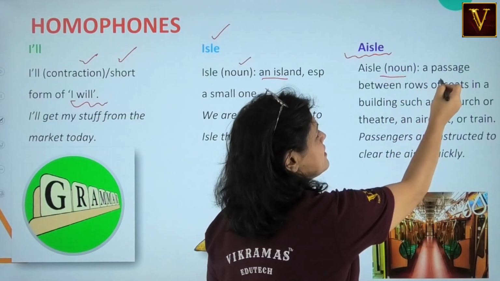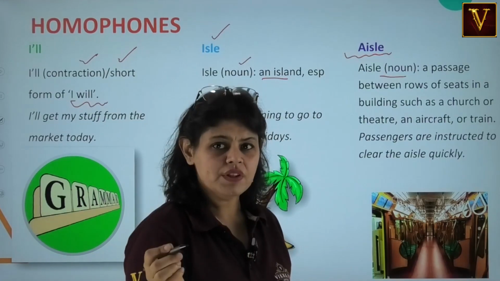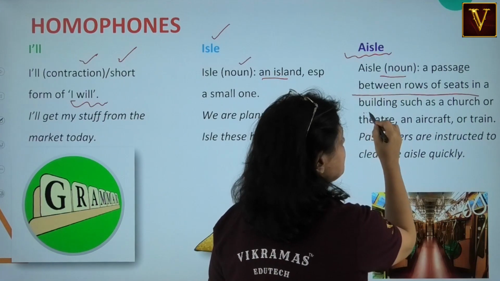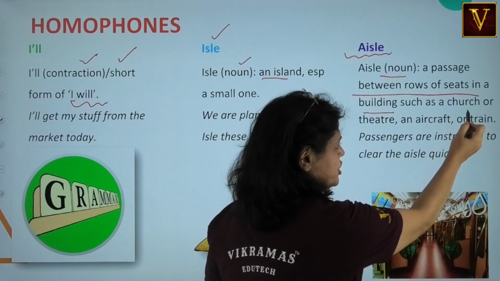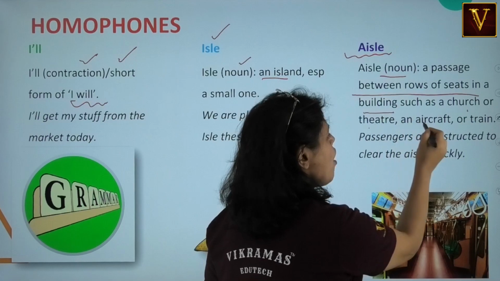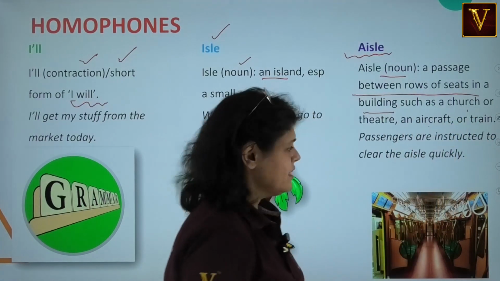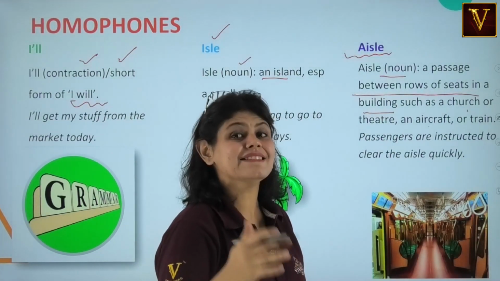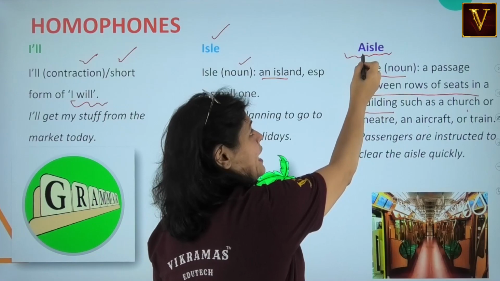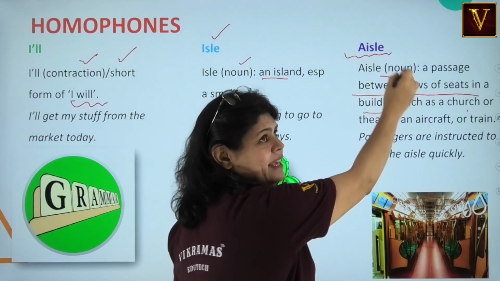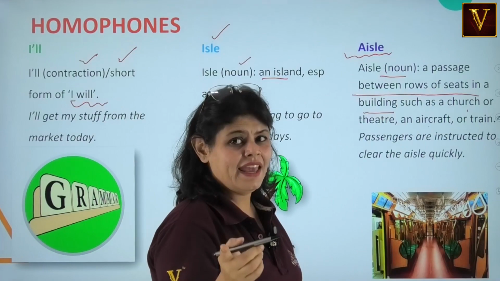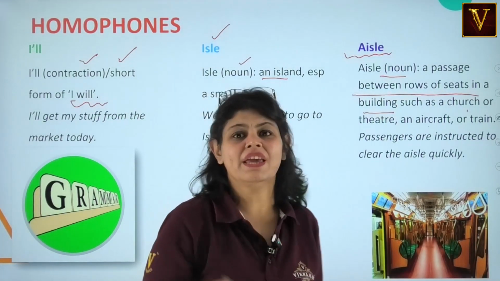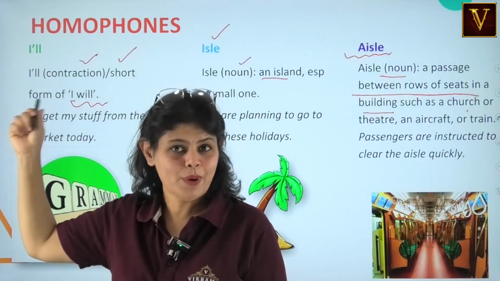Now, the third form, A-I-S-L-E, aisle, is a noun. It's a passage between two rows of seats. This is a passage between seats in a building, church, theatre, aircraft or train, right? So the passage in between the two sides of the seats is the aisle, but the spelling is A-I-S-L-E, right? Hope now you've understood the difference.